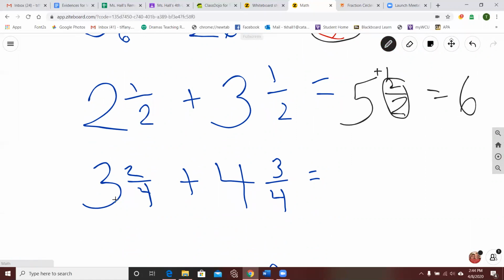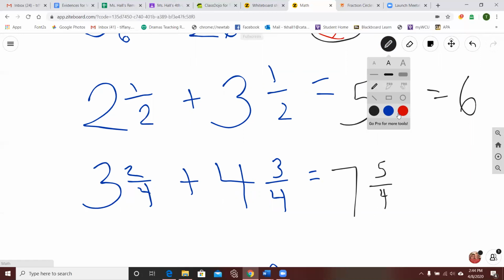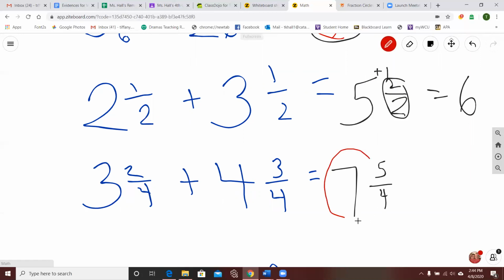Our last addition, 3 plus 4 is 7. 2/4 plus 3/4 is what? 5/4. We can't leave that as an improper. So remember what Ms. Putman taught us. Remember her C, where you times and then you add. 4 times 7 is 28, plus 5 is what? 33. So 33 over 4.